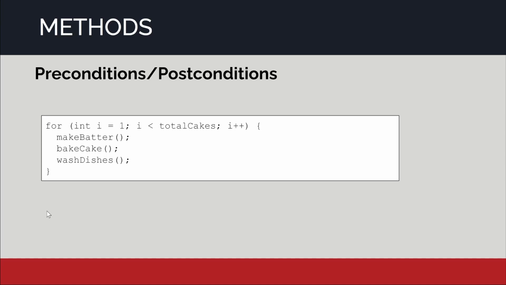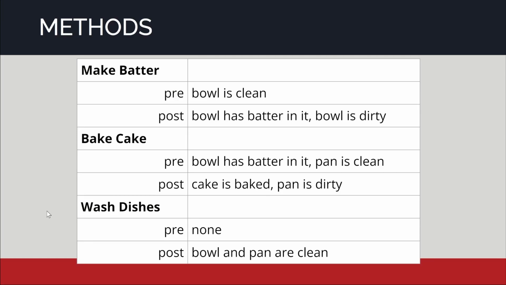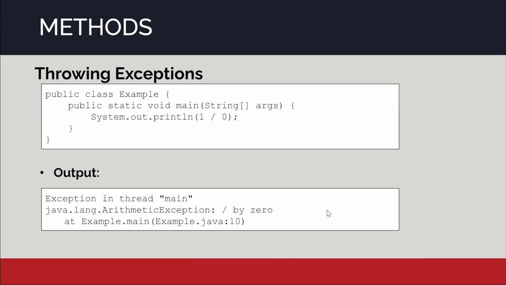Okay, so what do you do if your preconditions aren't met? Like if you're writing this method for baking a cake and you encounter a bowl that doesn't have batter in it, or you encounter a pan that's not clean. Well, you can throw an exception. You could print out a simple error message, but an exception is actually a better example because an exception will stop execution. It will prevent the process from continuing.